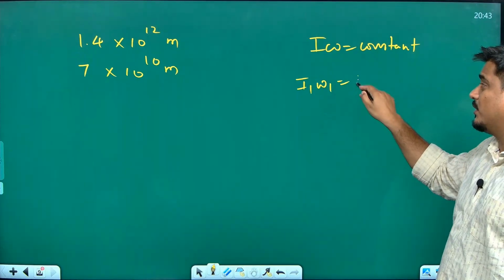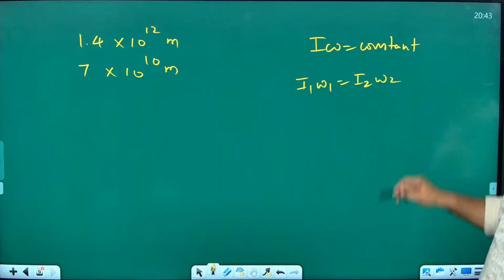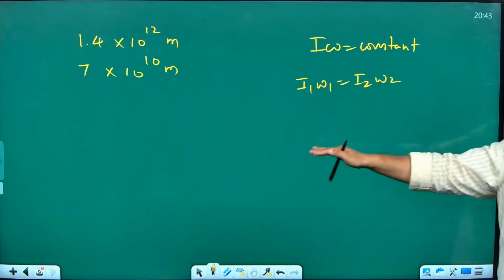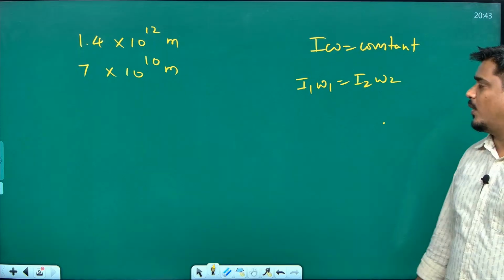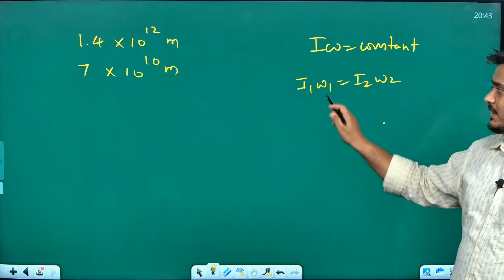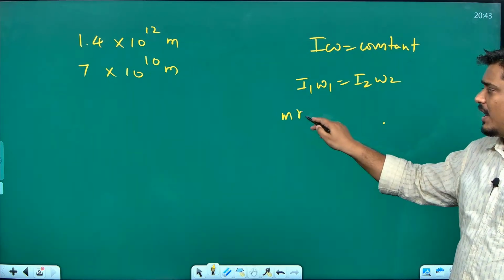I1 omega 1 is equal to I2 omega 2. Can I write like this? I1 by I2 is equal to omega 2 by omega 1. So the same thing will only come. What is I1 in this case? I1 will become equal to m into R1 square.